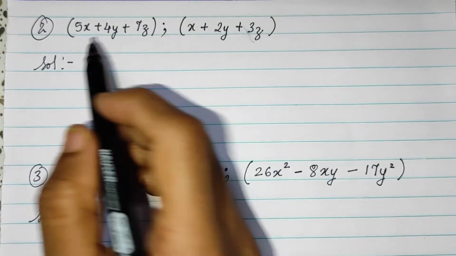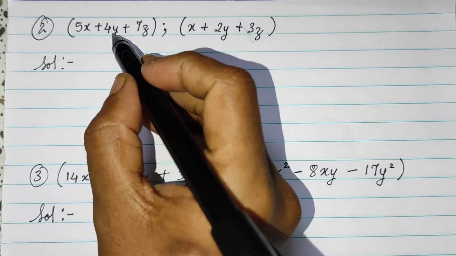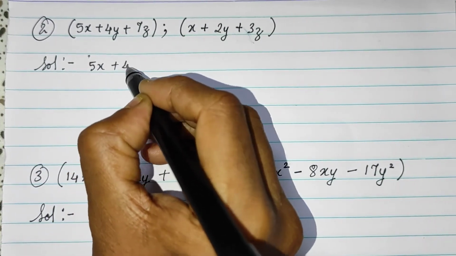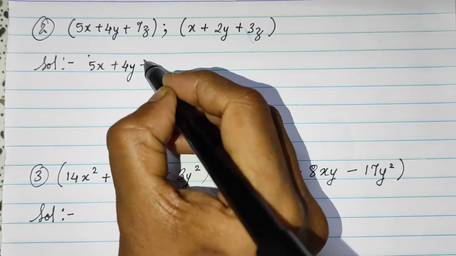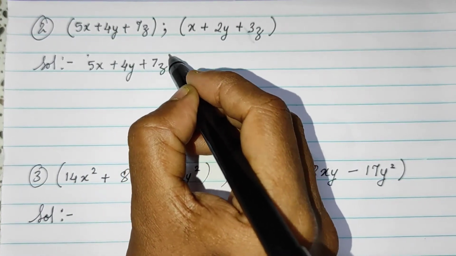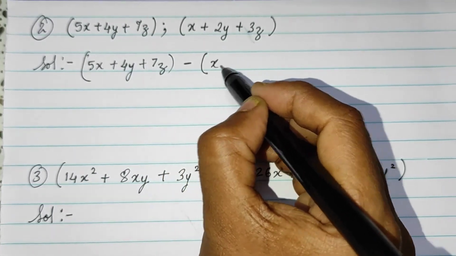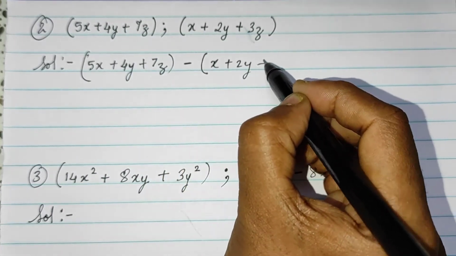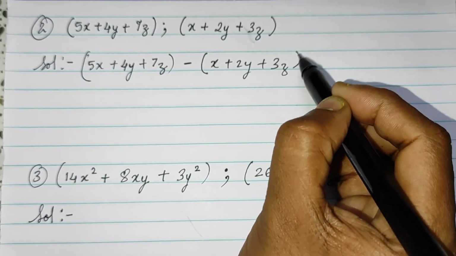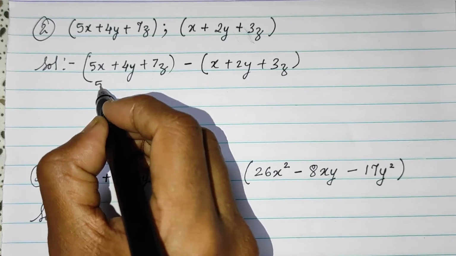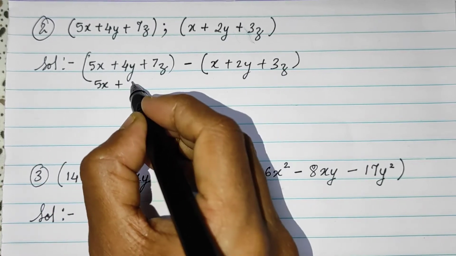Second sum: 5x plus y, 4y plus 7z, subtract x plus 2y plus 3z. So the first term will be as it is, 5x. We will open the bracket.